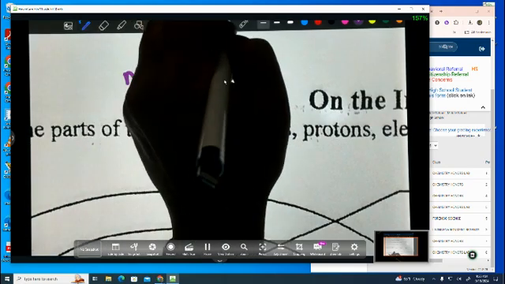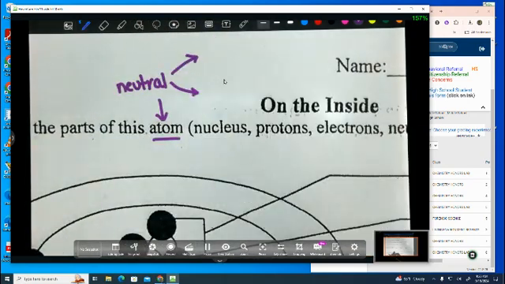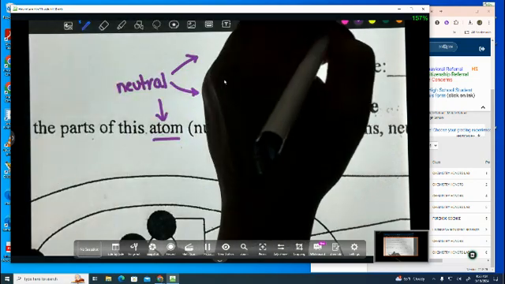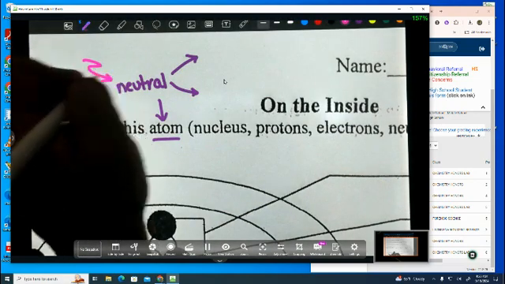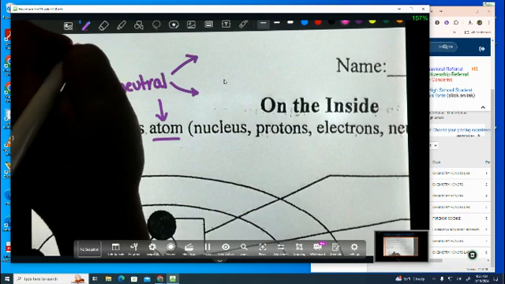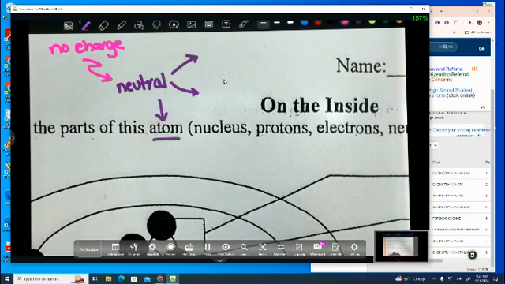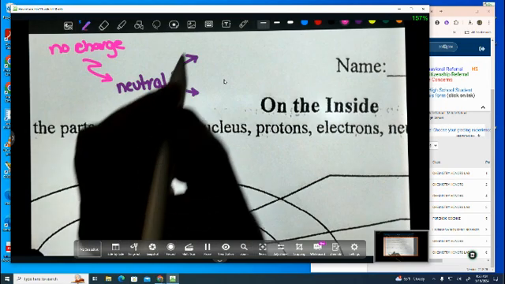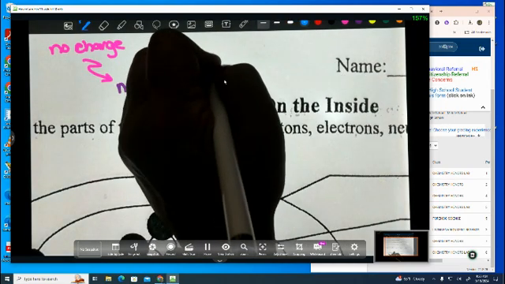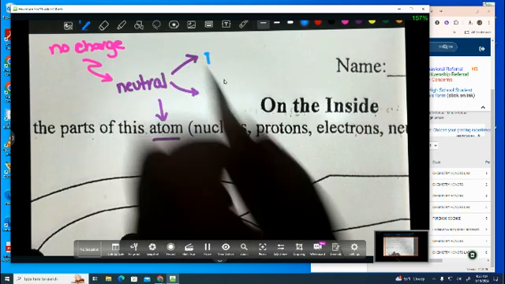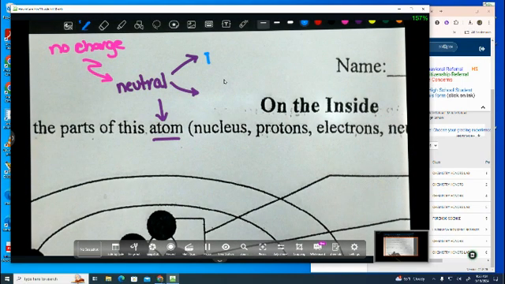And if it is neutral, what do we know about things that are neutral? Charlie, go ahead. They have no charge, so I'm gonna make that in a different color. Ooh, look at how pretty that is. No charge. How does it have no charge? There's an amount of positively charged and negatively charged particles. Right, it has the same number of positives and negatives.